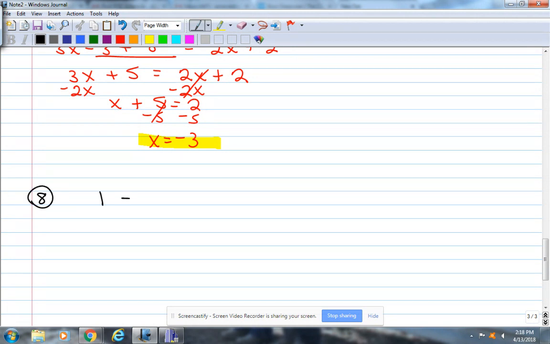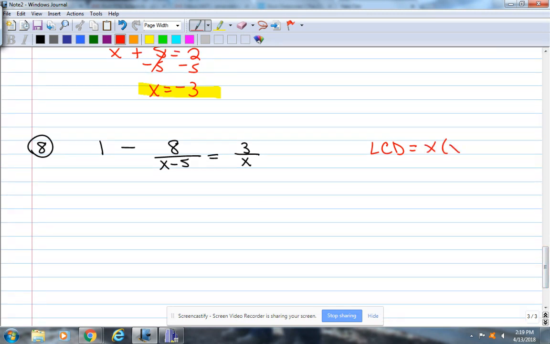So 1 minus 8 over x minus 5 equals 3 over x. This one doesn't have a denominator at all, does it? Put it over 1. So what do we have in the least common denominator? We got an x and an x minus 5. So all your denominators go in your common denominator. So we're going to multiply everything times x minus 5. It needs both of them, don't it?